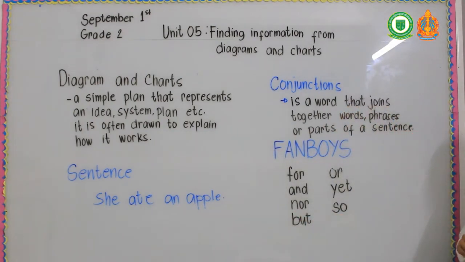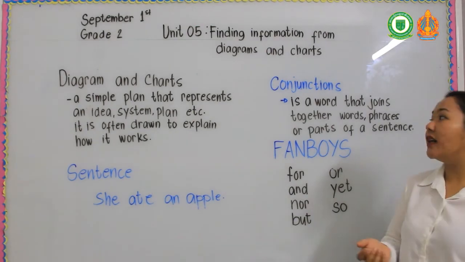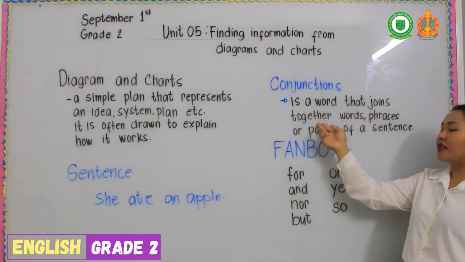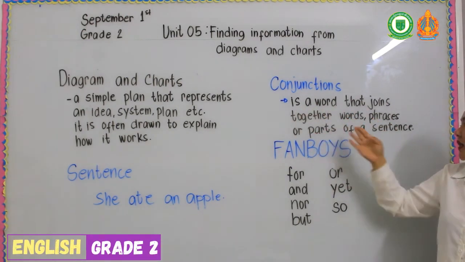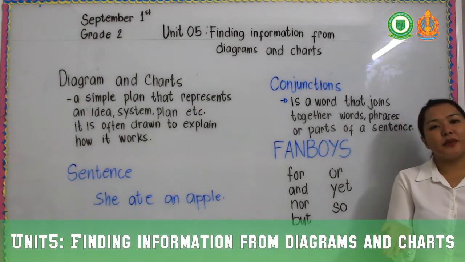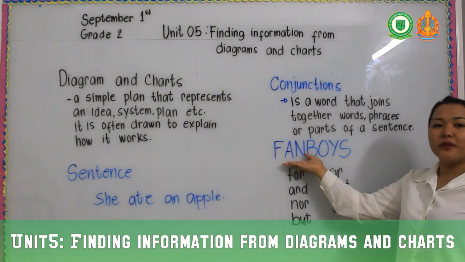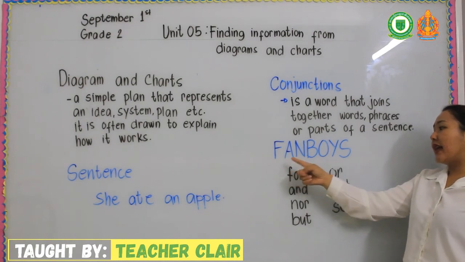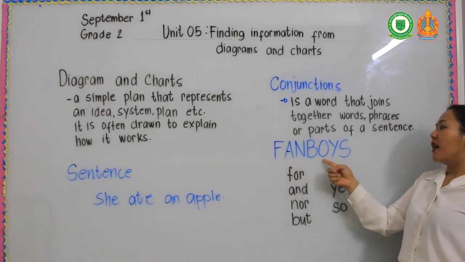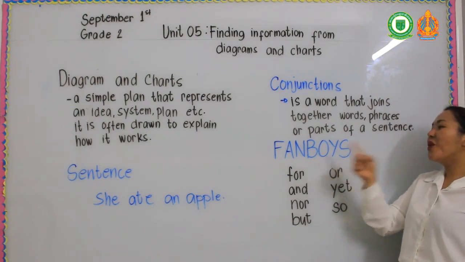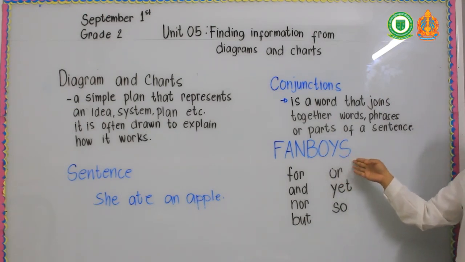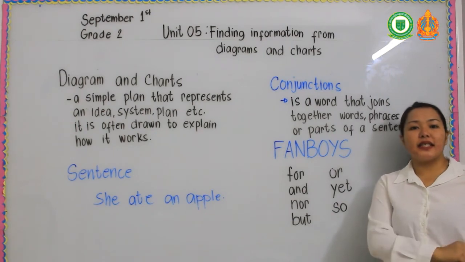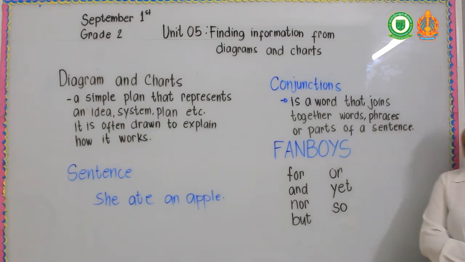And we also learn about conjunctions, coordinating conjunctions to be exact. What are conjunctions, everyone? Conjunctions is a word that joins together words, phrases, or parts of a sentence. And for you to easily remember your conjunctions, we have our fanboys. This is for the words F for, A for and, N for nor, B for but, O for or, Y for yet, and S for so. So these are your conjunctions, and you can use them to join words, phrases, and sentences together. Okay?